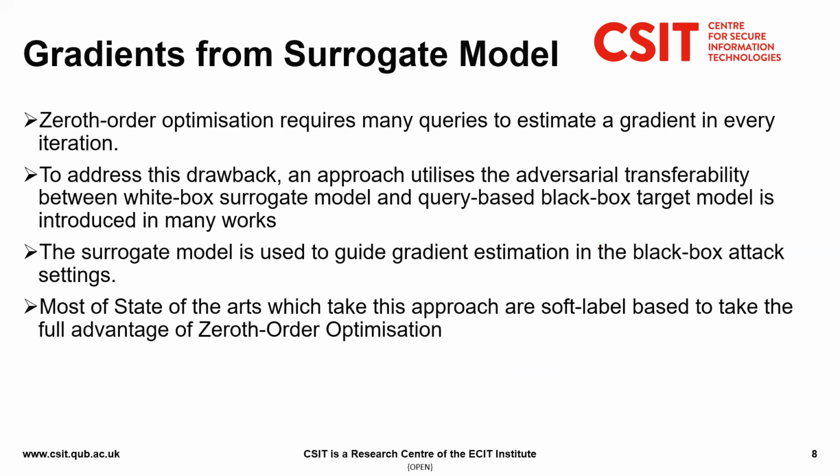The zeroth-order optimization requires many queries to estimate a gradient in every iteration. To address this drawback, an approach utilizing the adversarial transferability between a white box surrogate model and a query-based black box target model is introduced in many works. The surrogate model is used to guide gradient estimation in the black box attack settings, but most of the state-of-the-art methods which take this approach are soft label based, taking full advantage of zeroth-order optimization.